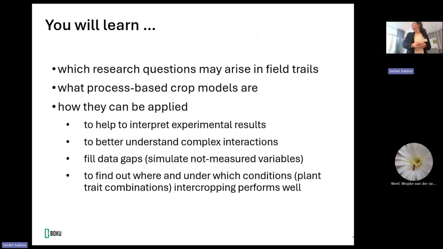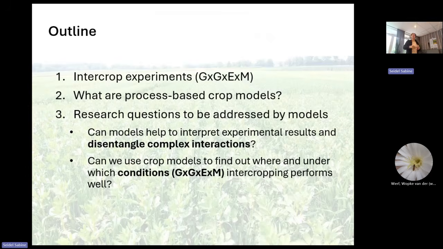So this is the outline. I will say a bit about experiments, not going into detail. I will tell you what models are, and then we will focus on 2 research questions. How can we use models to interpret experimental results, and how can we use models to find under which conditions intercropping performs well?